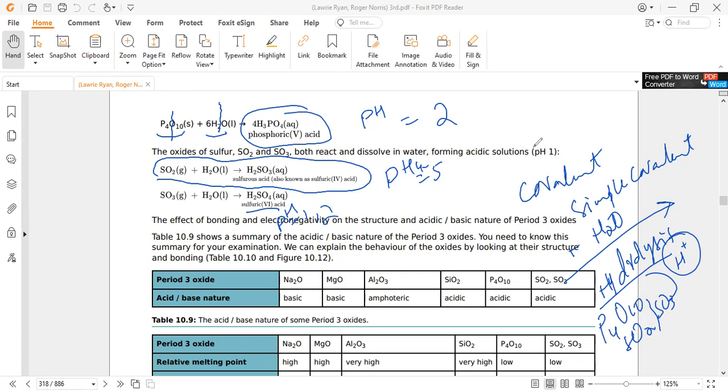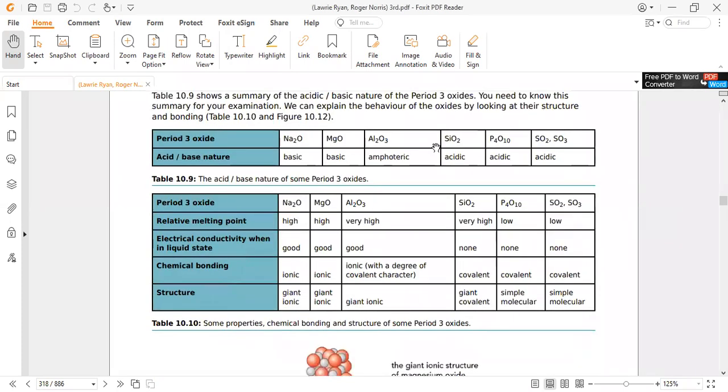Here is a summary table which shows the acidic nature, basic nature, and amphoteric nature. Basic, amphoteric, then non-metal, acidic. Ionic, giant ionic, covalent, simple molecular, they also assign. If you rank aluminum oxide as amphoteric, you must show two equations: reaction with acid as well as with base or alkali.